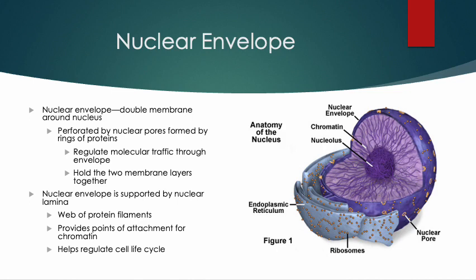So the nuclear envelope is supported by a nuclear lamina, which is a web of protein. It provides attachment points for chromatin, and it helps regulate cell life cycle. So chromatin play a very important role in mitosis, which is cell division, in how that DNA is carried on from one cell to the next. So when babies are made, when the egg is fertilized by the sperm, it has to split and duplicate and make more cells. That DNA has to be carried from one cell to the next, and chromatin play a huge role in that. And that's part of the cell life cycle. So this nuclear lamina is really important in regulating that and making sure it's occurring correctly.